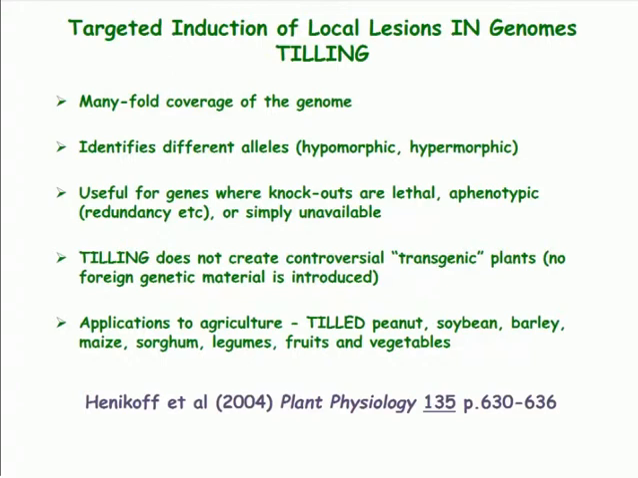As I said, this is useful when knockouts or null mutants are lethal. In this case, if you put in a null mutation and the plant doesn't grow, then you cannot do any kind of analysis. But if you have one of these hypomorphic mutants, you could do some analysis on that and see, okay, it's not that good at doing this or doing that.